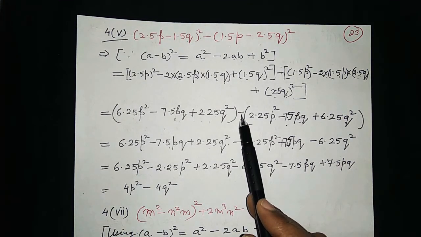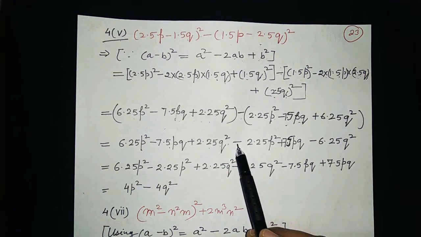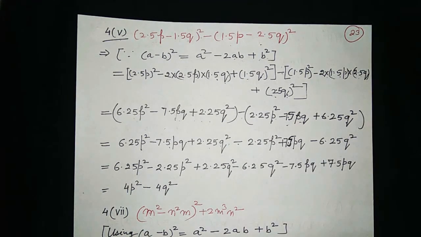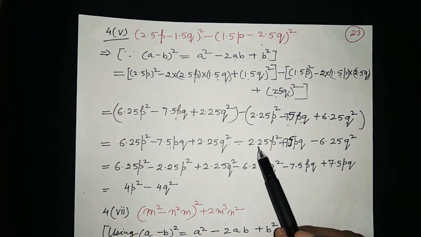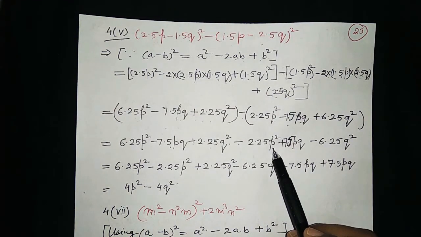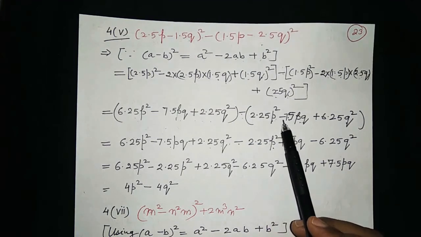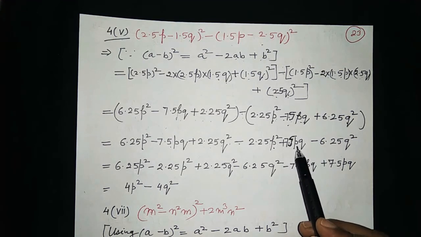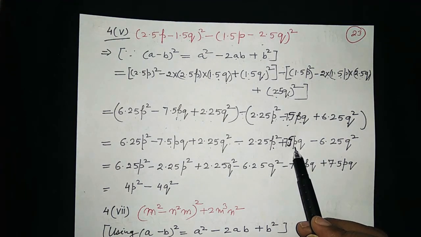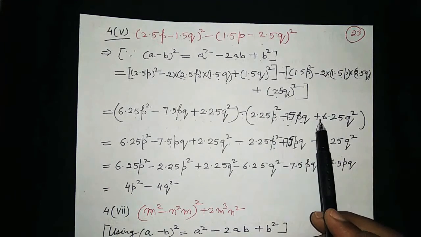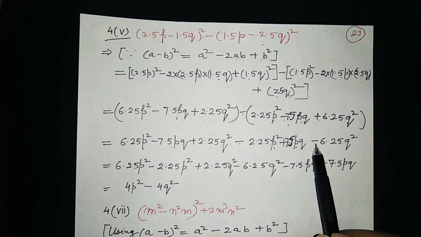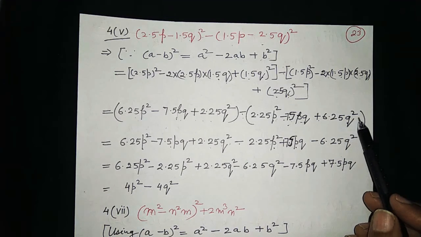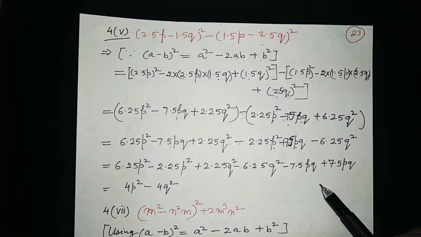Now outside the bracket you can see minus sign. So very carefully we will multiply the sign. Okay. Then we will remove the bracket. So here 2.25p square you have to write. Now this minus and this minus you will multiply. What will come here? Plus, and this 7.5pq you will write. Okay. Now this minus and this plus you will multiply. Here minus will come. And then you will write this 6.25q square.